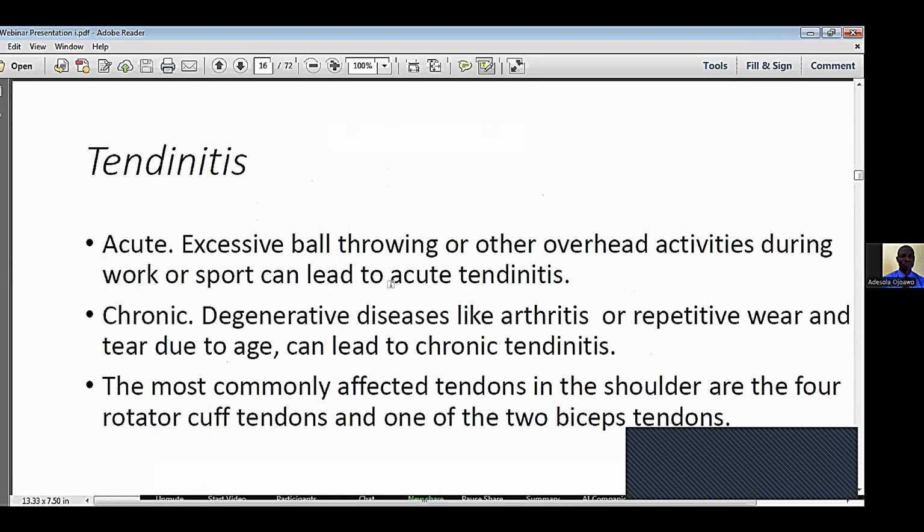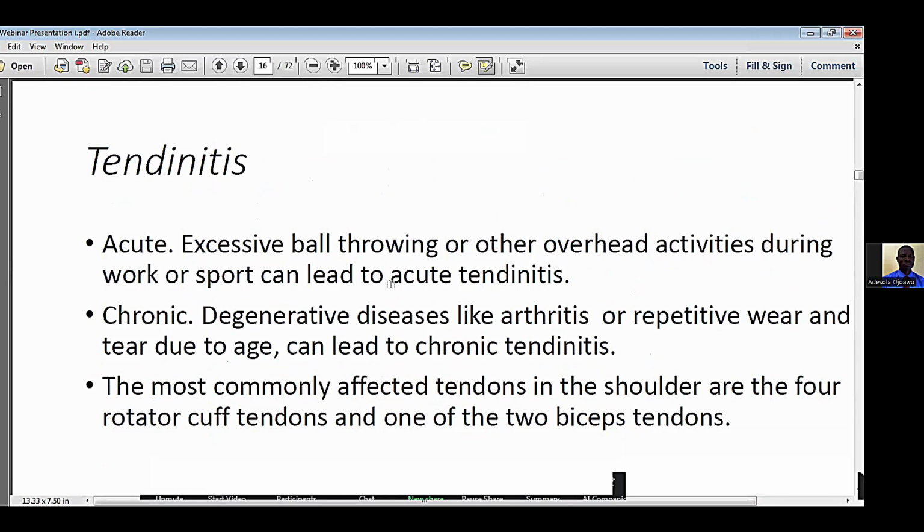Excessive blood flowing, or other overhead activities during work or sport can lead to acute tendinitis. That's sudden injury. Then there can be chronic. Degenerative diseases like arthritis or repetitive wear and tear due to age can lead to chronic tendinitis. That is, as somebody is growing older, wear and tear, repetitive usage can lead to chronic tendinitis.